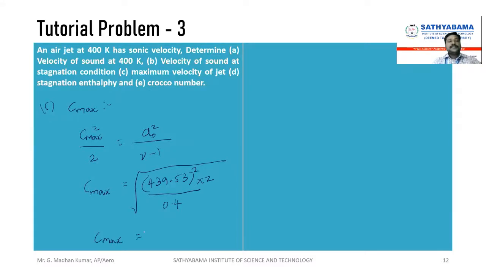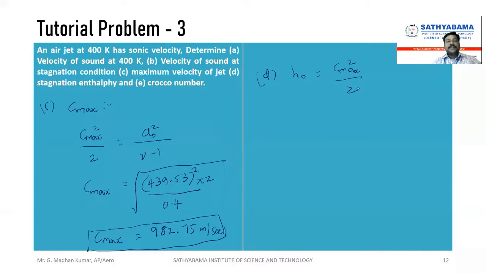What is your C max? Yes, good. C max is 982, right? So 982.75 meter per second, right? So this is the value of C max. Right? Now you may find the value of stagnation enthalpy in simple case. So what is stagnation enthalpy? H naught, right? So what is H naught? H naught is equal to C max square by 2, right?